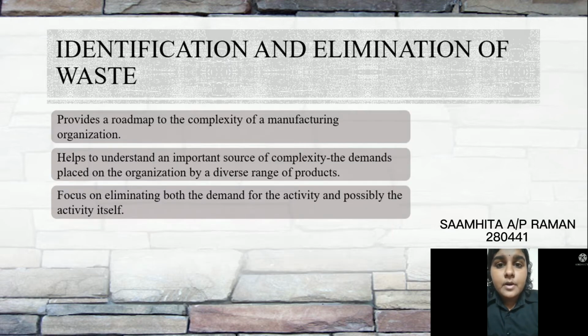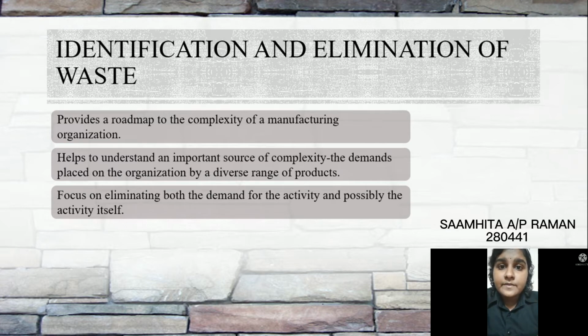Now I would like to talk about the advantages of the ABC system to the manufacturing sector. First is identification and elimination of waste. By using ABC system in the manufacturing company, waste can be identified and eliminated by the management team. ABC system provides a roadmap to the complexity of a manufacturing organization. It describes and costs the activities being carried out.